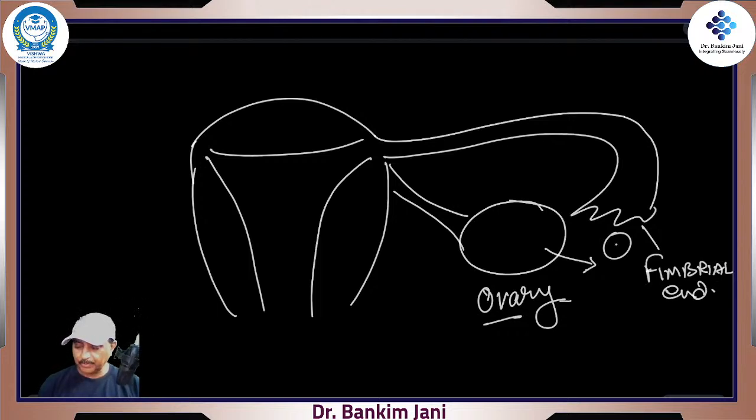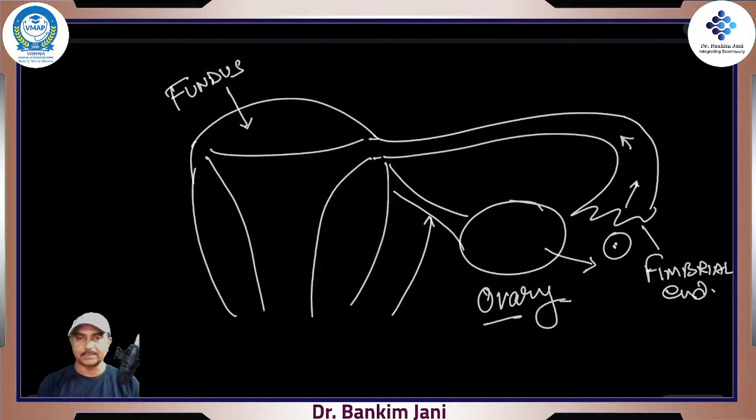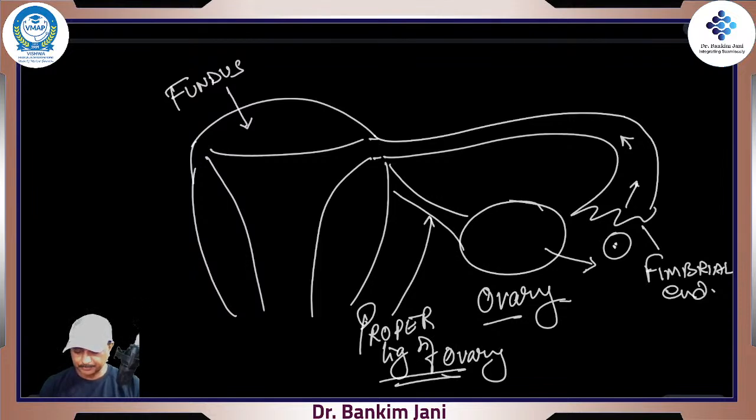And that's the ovum, and it will travel all the way through the fallopian tube, right? This portion, it is opening into the fundus, right? Fundus of the uterus. So that one is the fundus. A few important things about this. This is one of the important ligaments. That is what is called the proper ligament of the ovary, right? Proper ligament of the ovary, which is very important for the support.